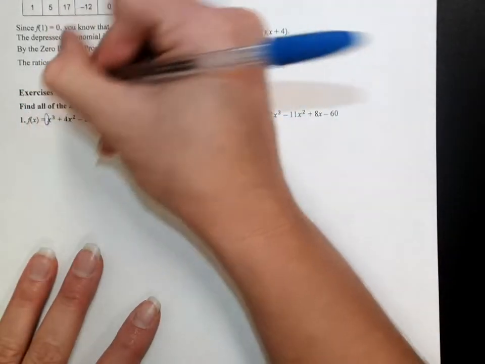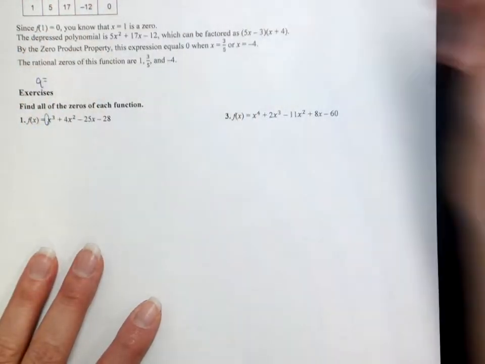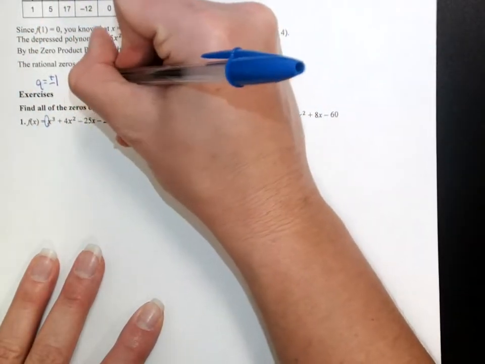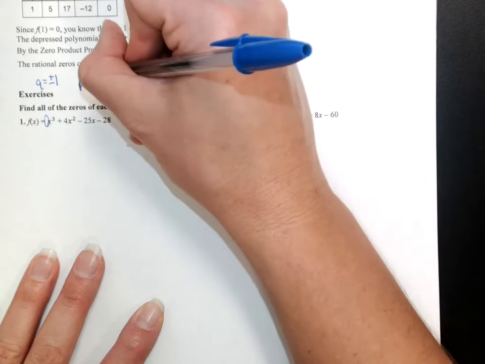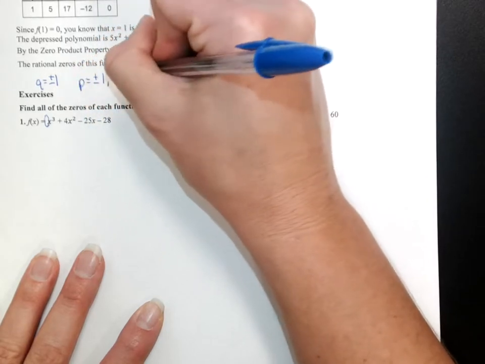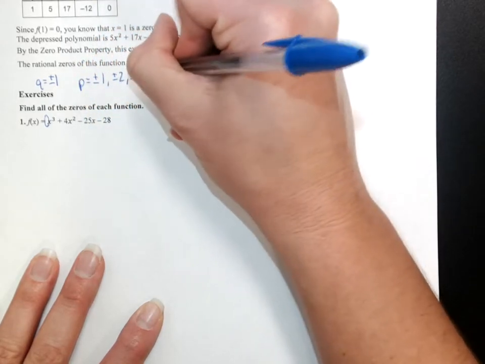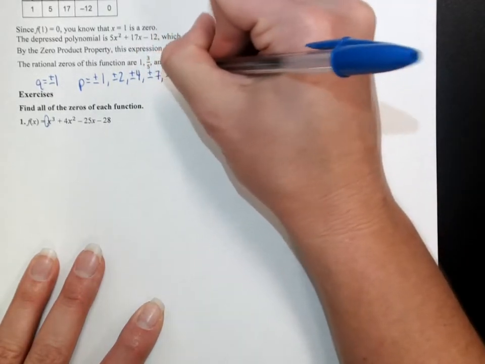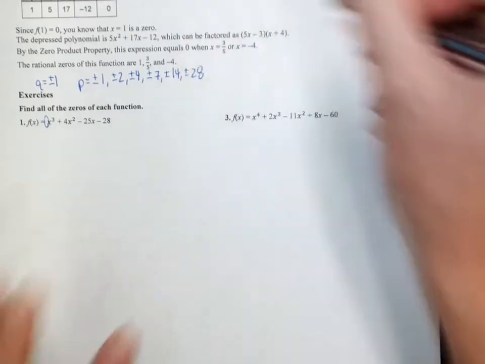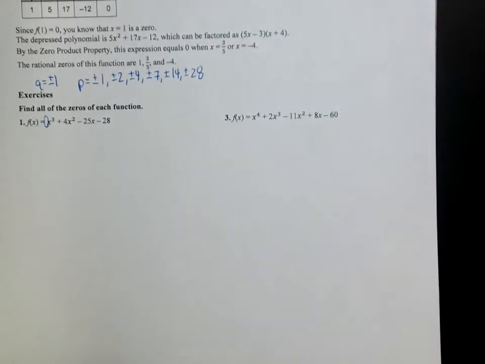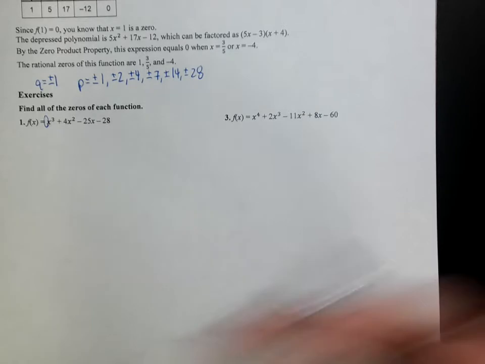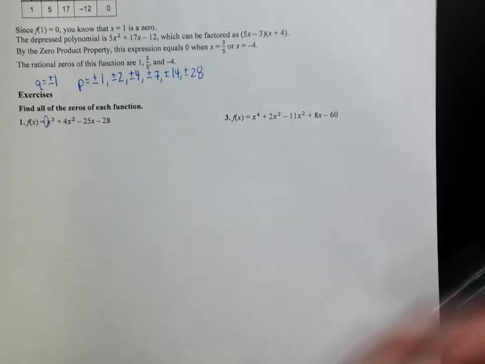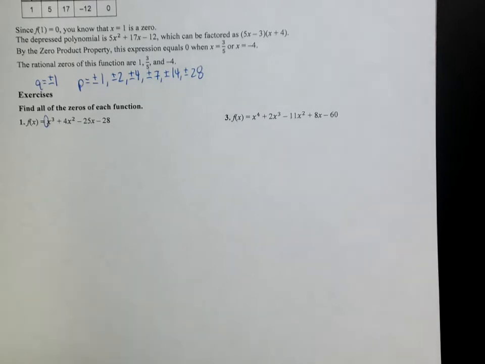So the coefficient here is 1. That means our q, I'm going to write it up here so I'm sure I have plenty of room, is plus or minus 1. Our p are all the possible factors of 28. So that's 1, that's 2, that's 4, that's 7, that's 14, and that's 28. Okay? So we just need to pick one, use synthetic division to see if it works. If you don't have a remainder, you found one of your solutions, and you can go from there.